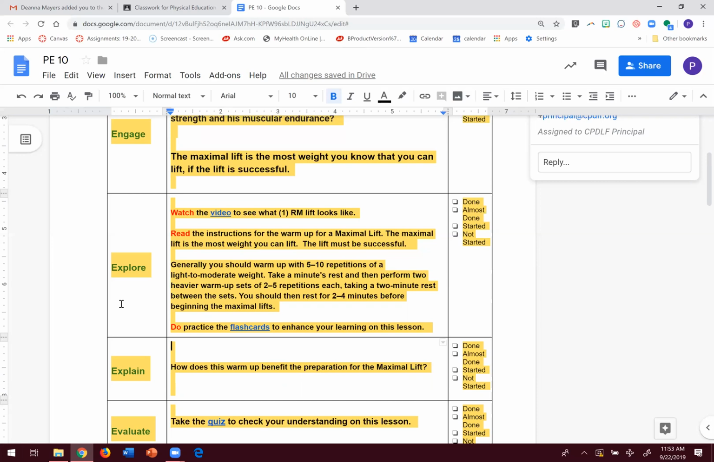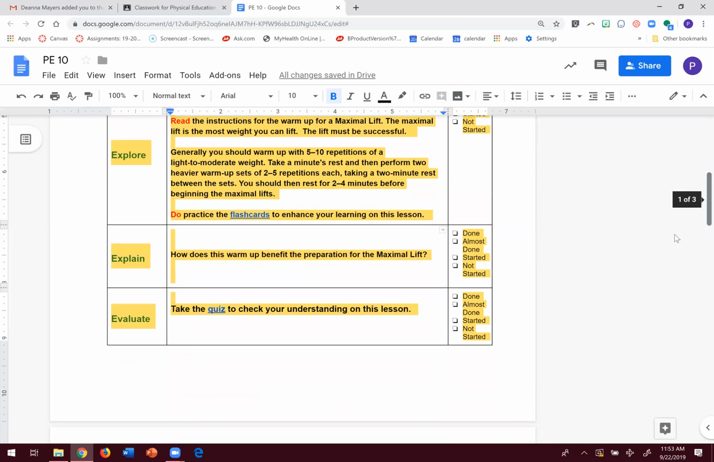So when we get to the explore section, we will always have just a watch, a video, a read. Make sure you read that because probably somewhere in there you're going to find the answer or the information you will need to complete your assignment this week. So really take some time with the read. The do, you're just going to practice something. I actually did a game using flashcards, and it's just something that you can use to enhance your learning.